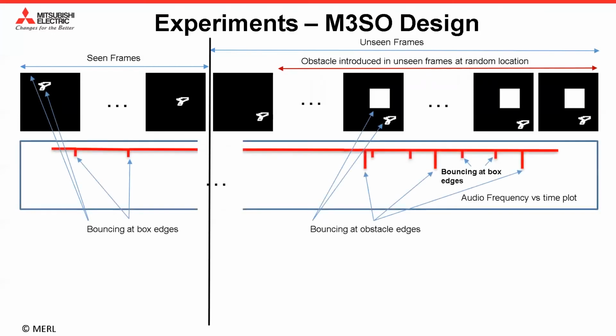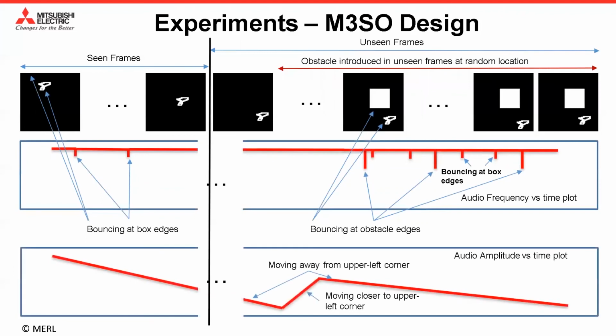Upon the digit's collision, the frequency of the tone changes momentarily. This is shown in the plot here. The amplitude of the tone is inversely proportional to the distance of the digit from the upper left corner of the screen. This is shown in the plot at the bottom.